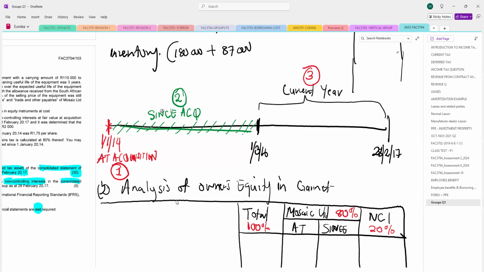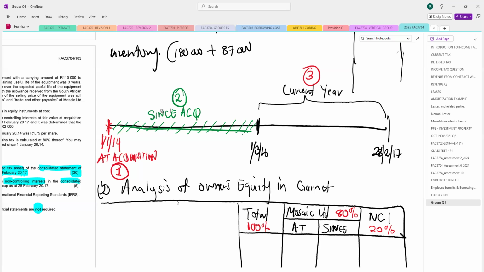That's what we want to do at acquisition. I want to just check, is this investment worth it? Then since acquisition, I just want to know what the movements were after now. Now that we're going ahead with this acquisition, after the acquisition and before we get to the current year, what happened in between? What are my movements in equity? How did my equity improve? Has it gone up? Has it gone down? That's all I'm doing at since acquisition.